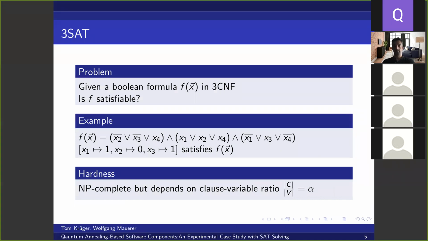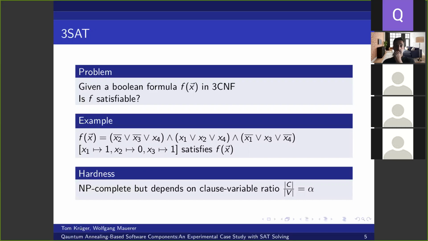Then in our case study, we looked at 3SAT. It's a very well-known and well-studied problem where we have a Boolean formula in 3CNF, and we want to know whether this formula F is satisfiable or not. In the middle, we have a small example of a formula F in 3CNF, meaning we have clauses in conjunction, and every clause is a disjunction of 3 literals, and in fact this formula is satisfiable. And 3SAT is NP-complete, but the concrete hardness of a concrete instance depends on the ratio of clauses and variables.